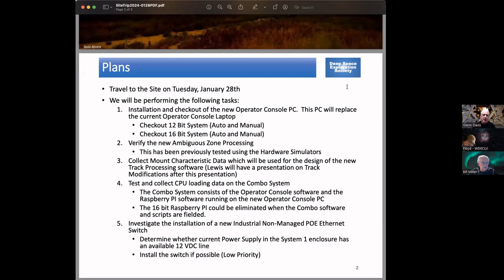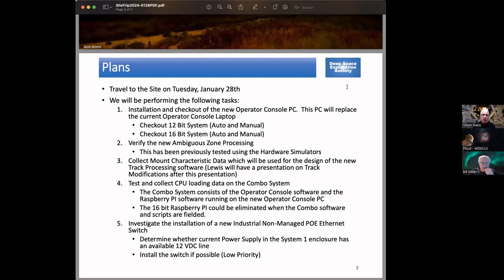Then there's this other thing that I've just recently started calling a combo system. What that is, is the actual Raspberry Pi software and the operator console software, the client and server software, both of those will be running on the new PC that we're taking down there. And I've got that up and running here. I've made some minor software modifications. And what I want to do down there is run the CPU utilization program to see how much CPU we're using by having both of those systems running simultaneously on a single box.